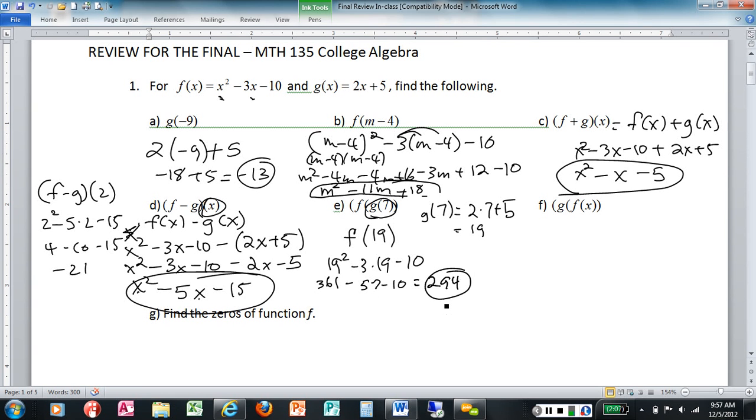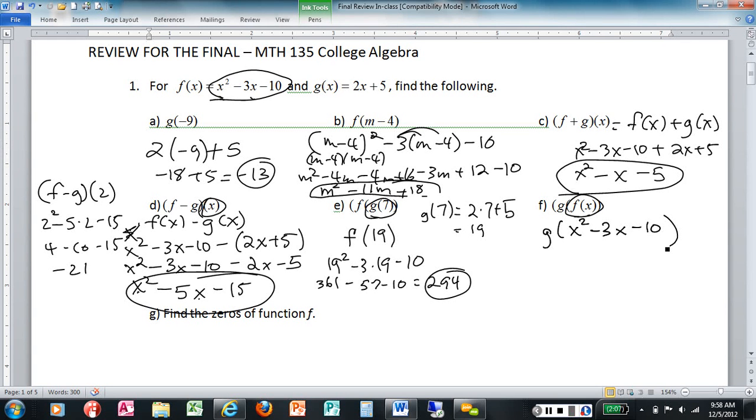Now, on F, the little added thing here is that I don't have a function value actually to plug in. I don't have an input value to plug in. In this case, I want to do F of X first. So since I don't have a value to actually plug in for F of X, I just go with X squared minus 3X minus 10. So this would be G of X squared minus 3X minus 10. You see that? Since I don't have a value to actually compute there, I just put in what I can, X squared minus 3X minus 10.